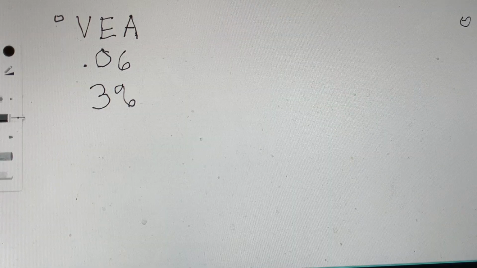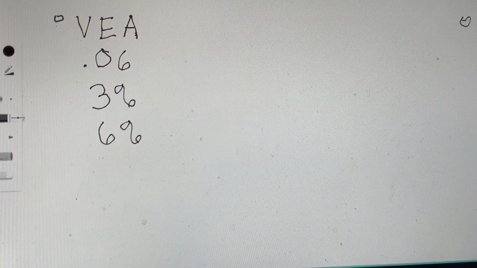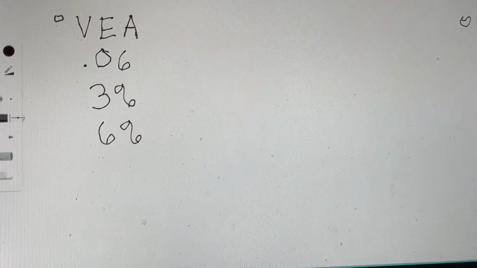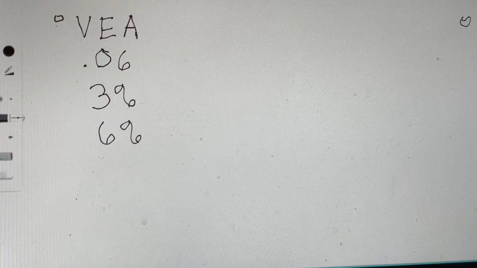What is the 10-year return of VEA? It's going to be lower. So 10-year return is going to be about 6%. So that's, over a 10-year period, average annual return is about 6%. So that's quite a bit lower than VTI, which is about 13.